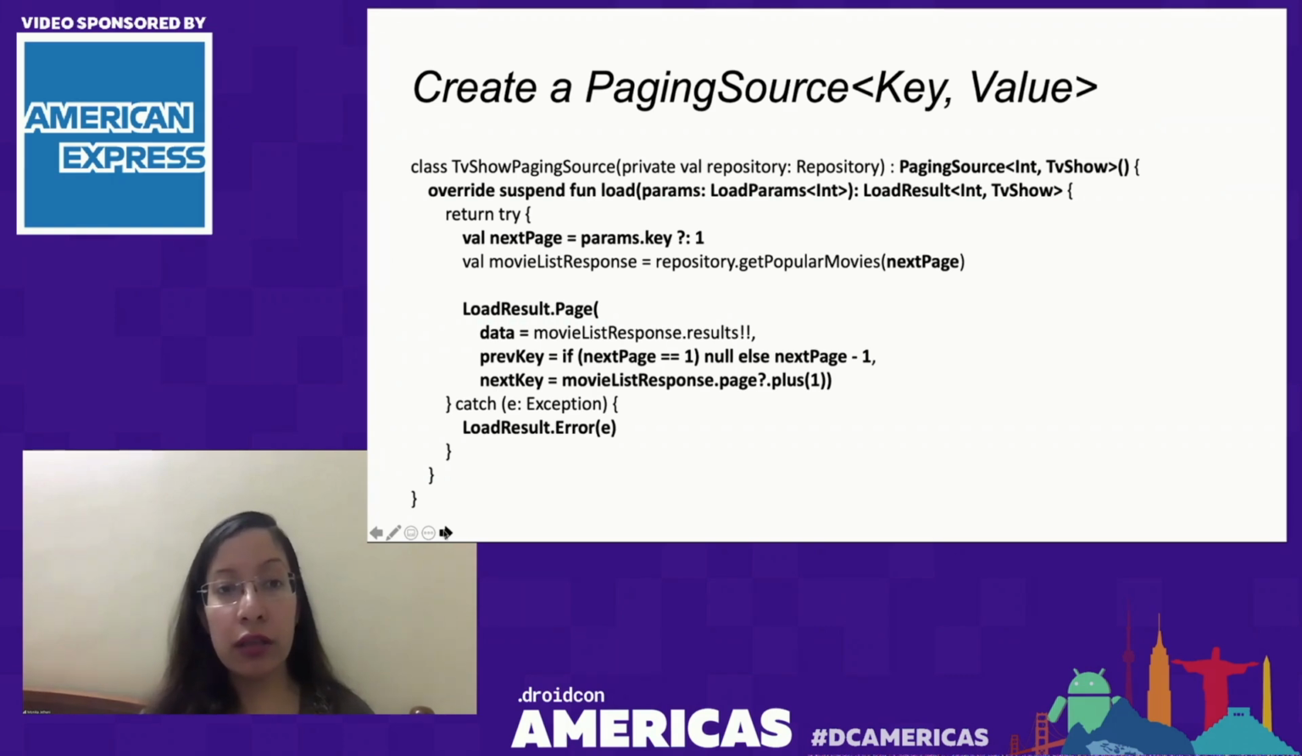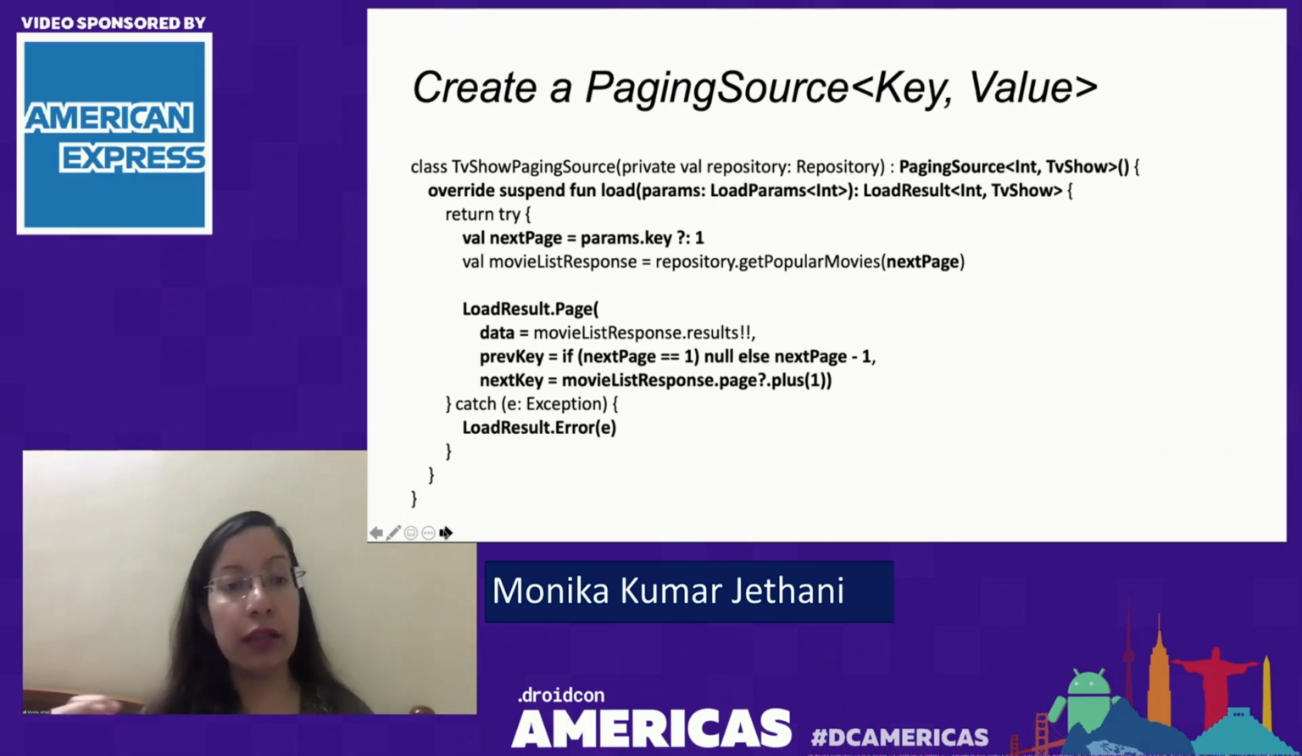Here you can see that the first time the load function is invoked, the key will have a null value. That's why the first line after try is: if the key has a null value, then it should take a value of 1. And then we fetch the data corresponding to that particular page. After we do that, we return the LoadResult.Page with the data, the previous key and the next key. When this is called the first time, obviously the previous key will be null and the next key will be the key plus 1, that is 2.